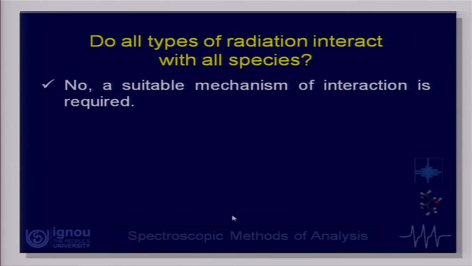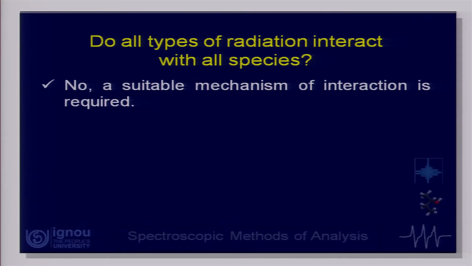Let us go further and see what the prerequisites are. I said that we have matter, we have radiation. Radiation comes, interacts with matter, and something happens there. That is what we study. But we raise a question: is it that any kind of radiation will interact with any kind of matter and things will happen? The answer to that is no. It is not that any radiation will interact with any molecule or any system for that matter. There are certain kinds of prerequisites.